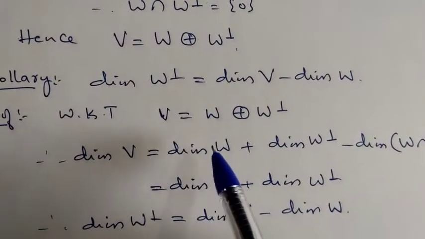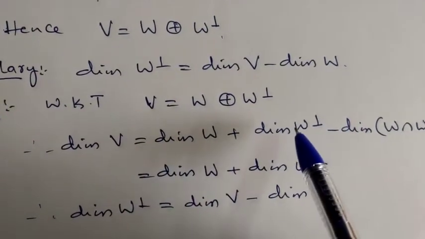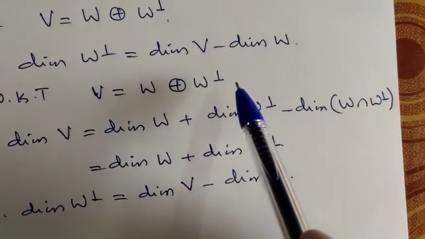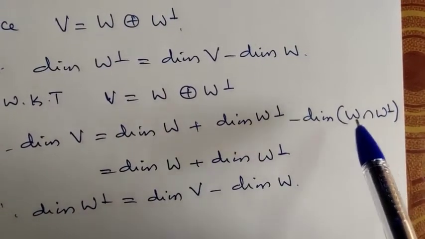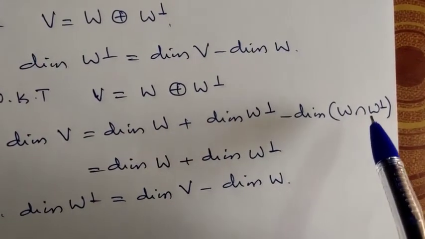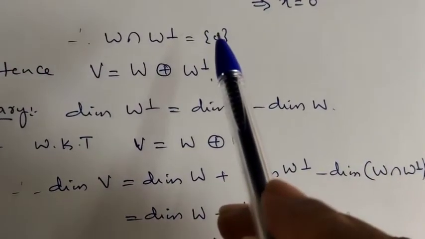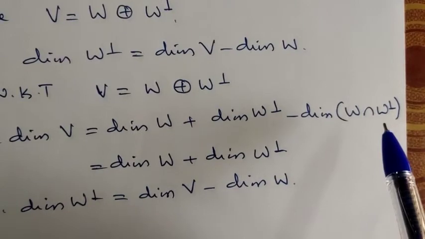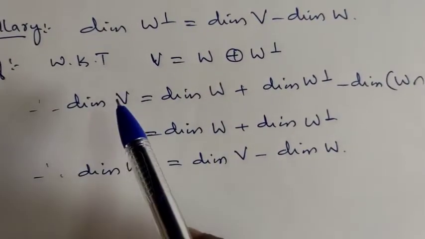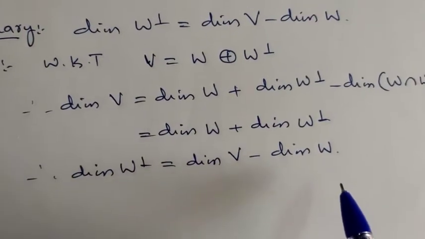Therefore the dimension of V is the dimension of W plus the dimension of W perp minus the dimension of W intersection W perp. This we have proved, right? This result we know. The dimension of W intersection W perp is what? It contains only 0, which means the dimension is 0. Therefore the dimension of W perp is equal to the dimension of V minus the dimension of W.